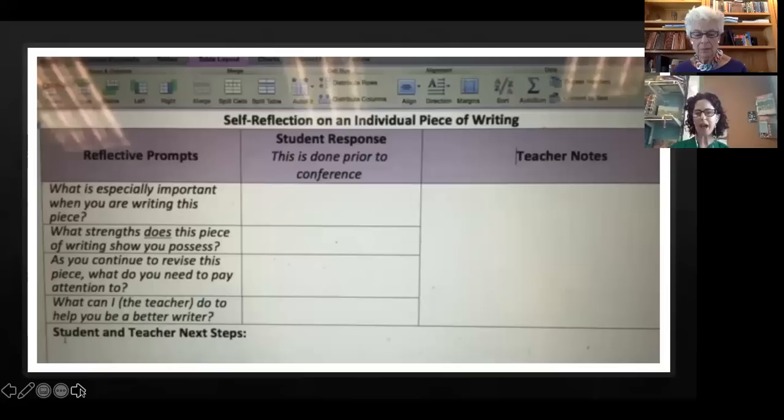And last, what can I, the teacher, do to help you become a better writer? So the students are actually engaged in looking at this and responding to it before coming to the conference. This is something that can be done as easily on site, as well as, you can see, this is again in a Google Doc, the students can actually do this in advance. And then the teacher and the student engage in a conversation, as well as the student and teacher on the bottom are taking next steps or actions.